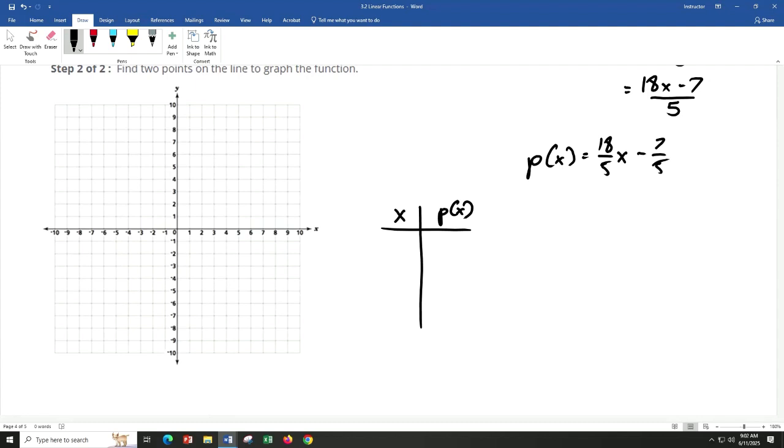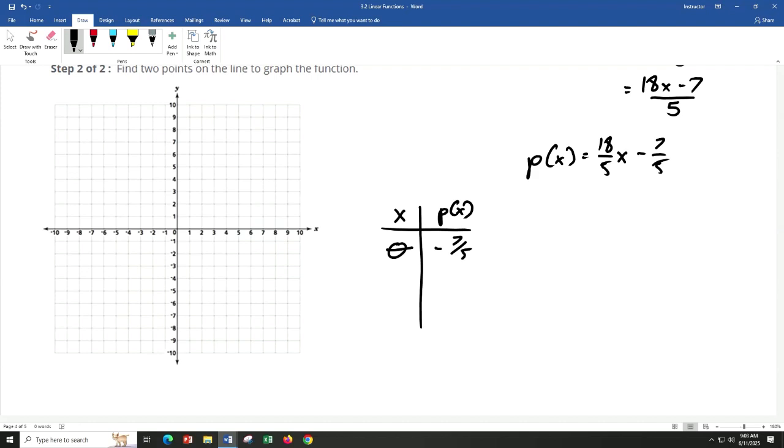You know what I want to find? I need 2 points, right? Well, what happens whenever x is 0? Doesn't that make some easy math? Because anything times 0 is what? 0. Well, what's going to be left? Just the negative 7/5, right? Well, that's nice.